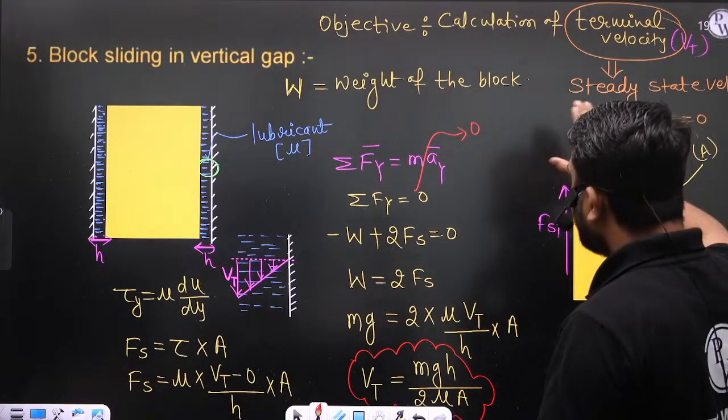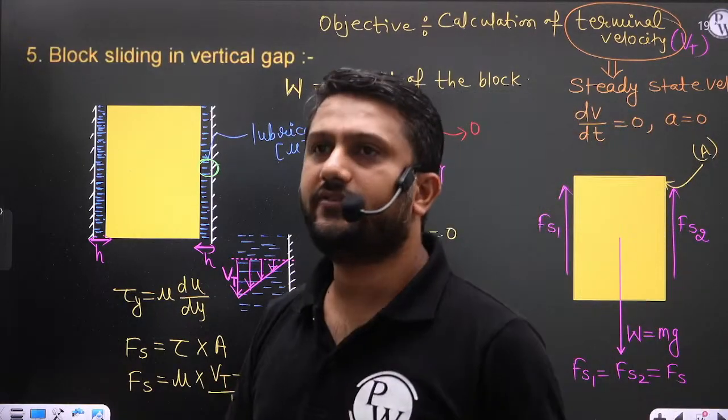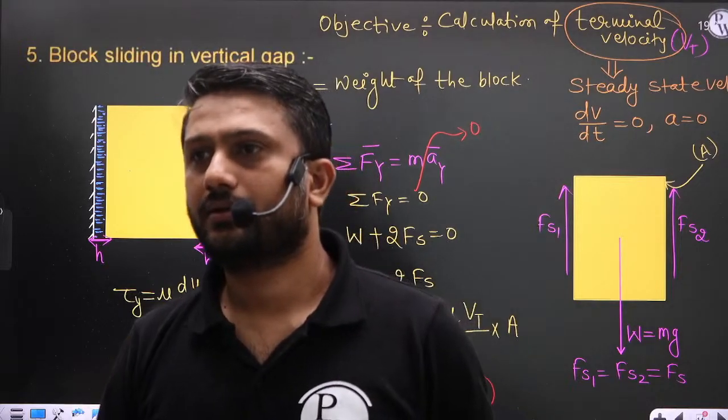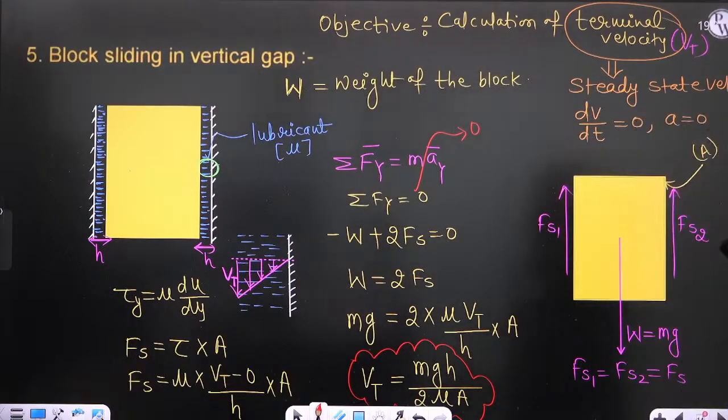So this is the first objective. The first objective is the calculation of the terminal velocity of the block, right? Is it clear or not?